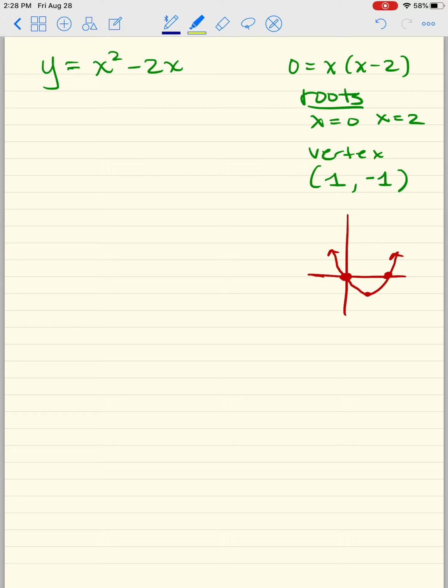I started with this example that I just threw out there, y equals x squared minus 2x. First I solved for the roots. So the roots are x equals 0 and x equals 2. I know that every vertex of a parabola, because this is a parabola, lies between the roots, right? So at (1, -1). So I just drew that picture.